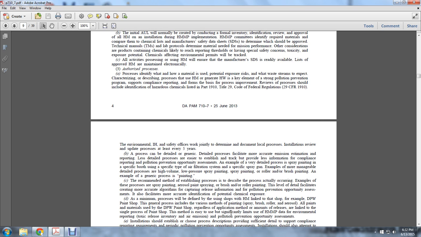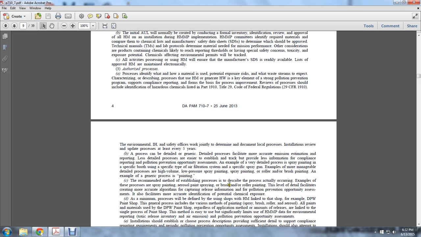An example of a very detailed process is spray painting a specific bolt using a specific type of air filtration system or a specific spray gun. Examples of more manageable detailed processes are high volume, low pressure spray painting, rollers, and brush painting. An example of a generic process is painting. The recommended method of establishing a process is to describe it as it is actually occurring. The examples of the process are spray painting, aerosol paint spraying, and brush and roller painting.